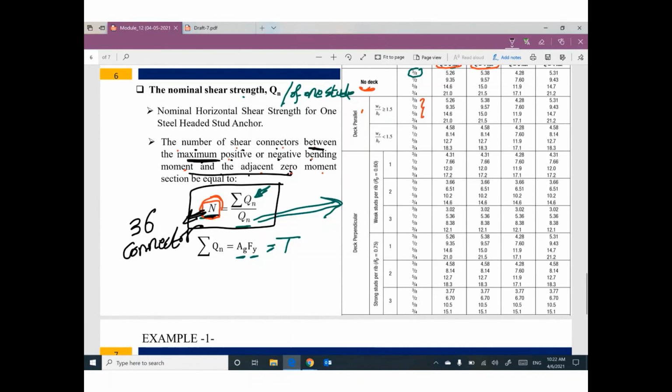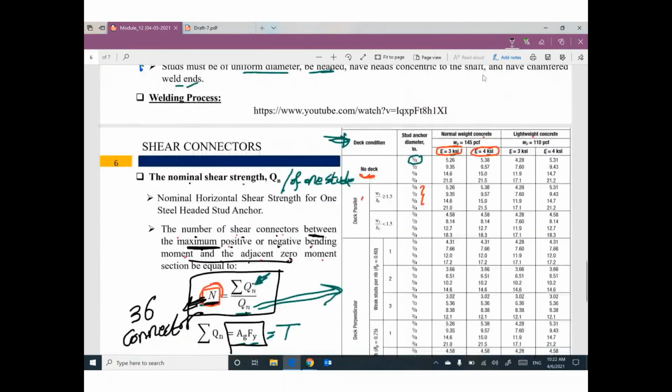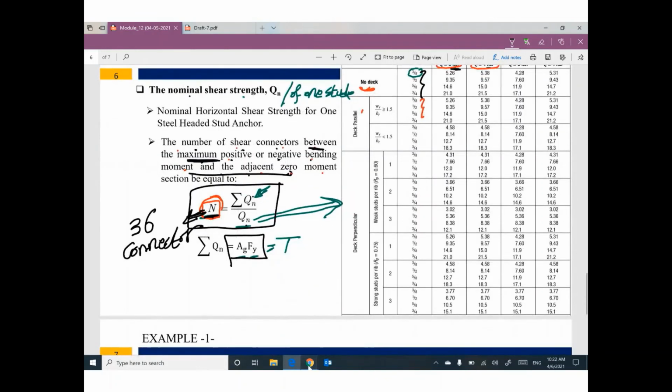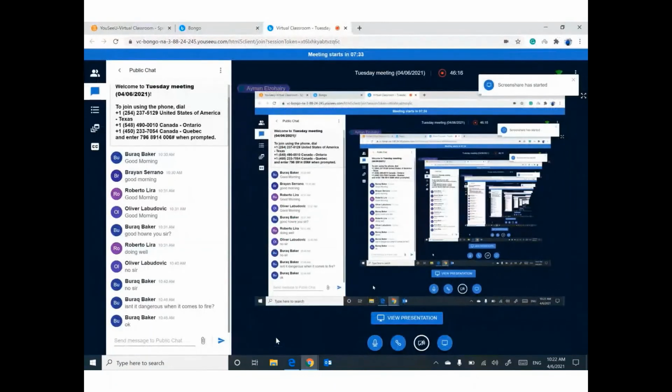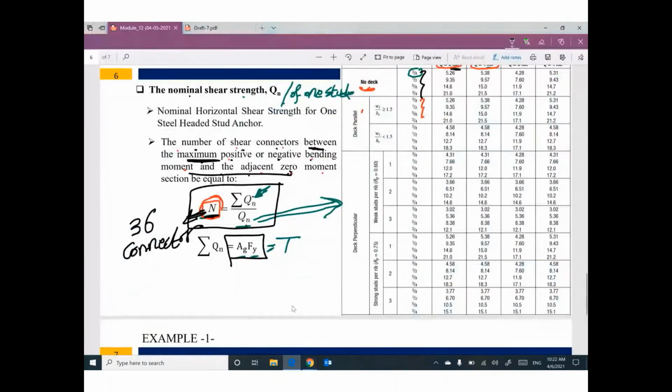How can I figure out this number? N equals summation Qn divided by Qn. Summation Qn equals area gross of the steel beam times F yield. Qn, which is the denominator, is the nominal shear strength of one shear connector. How can I figure it out? Using this table based on the diameter of the shear connector, the F prime c, and the type of concrete, normal concrete or lightweight concrete. Anybody has any question? Do you have any question?